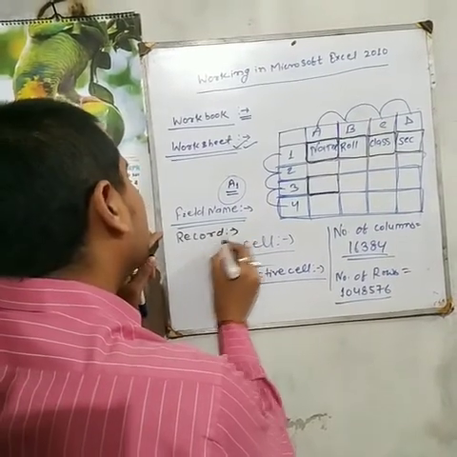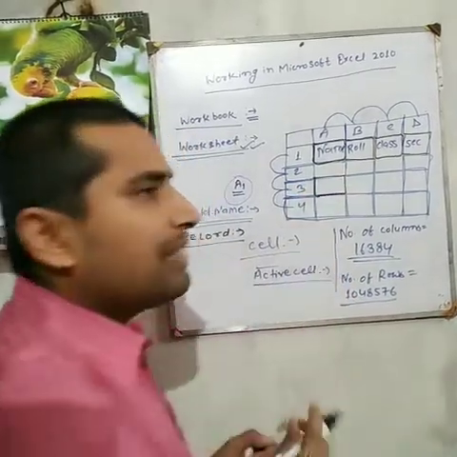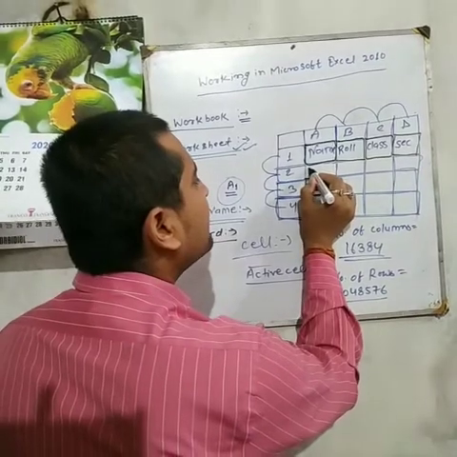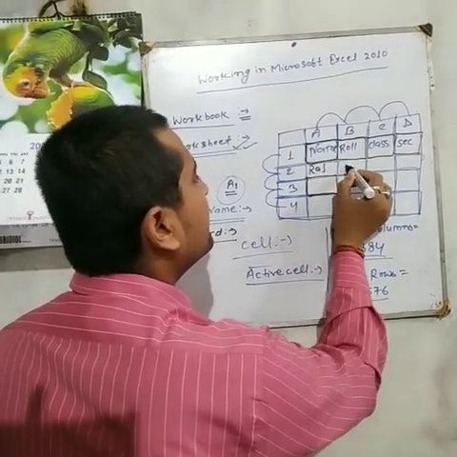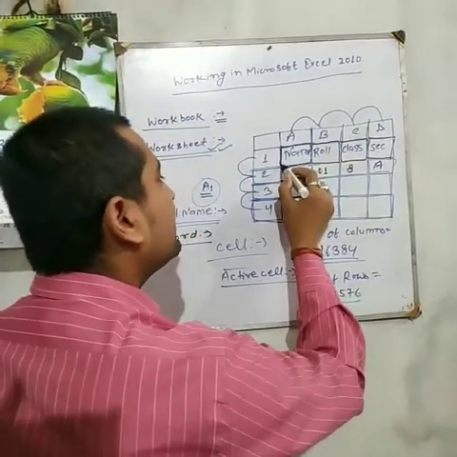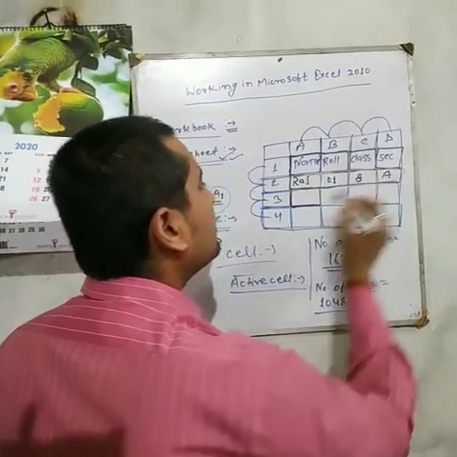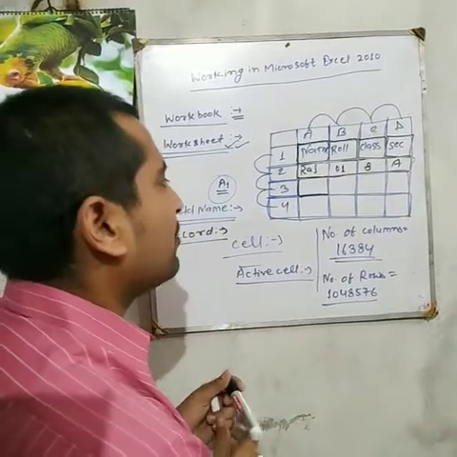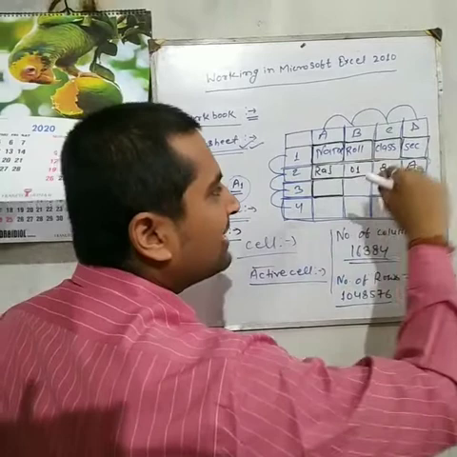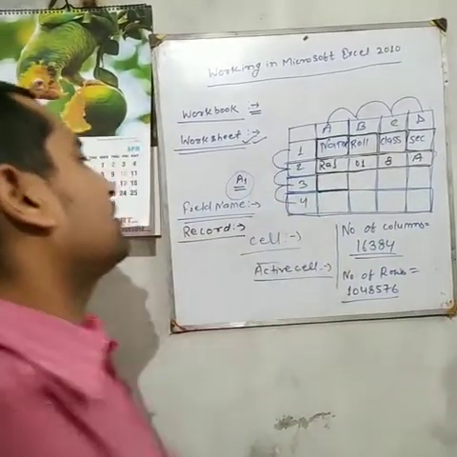RECORD. The information stored in a row is called the record. जैसे कि राज, रोल नंबर 1, क्लास 8, सेक्शन A. That is called the record. The information stored in a row is called a record. That means राज नाम का स्टूडेंट है, जिसका रोल नंबर 1 है, क्लास 8 में पढ़ता है और जिसका सेक्शन A है. That is called the record.